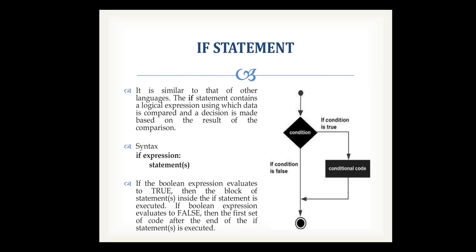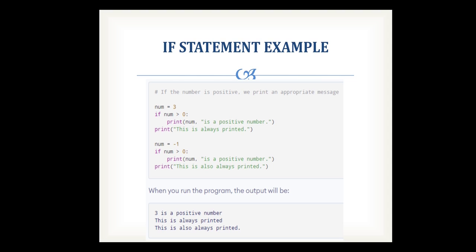See the structure. When the condition is true, it performs the conditional code. When it is false, it directly jumps to after the if statement and does not execute the conditional code. This is how the if statement is executed.